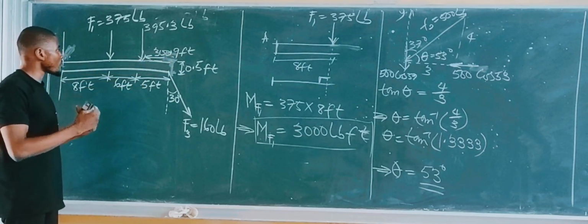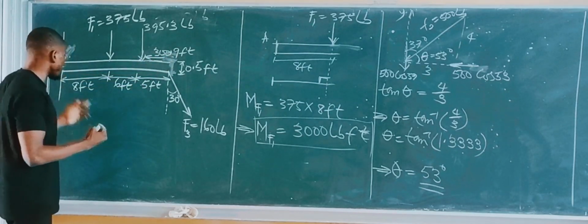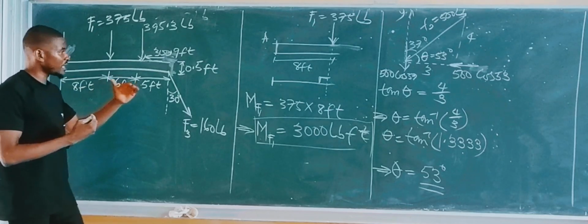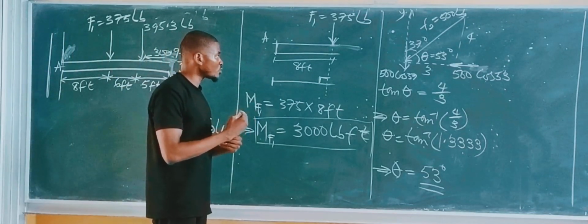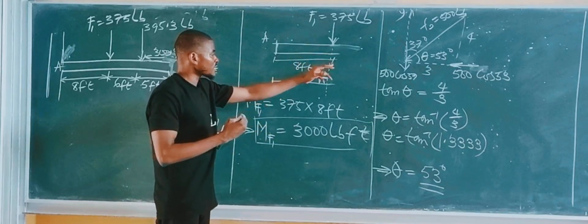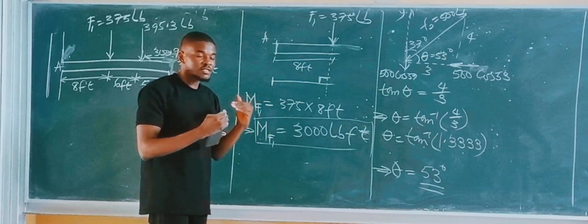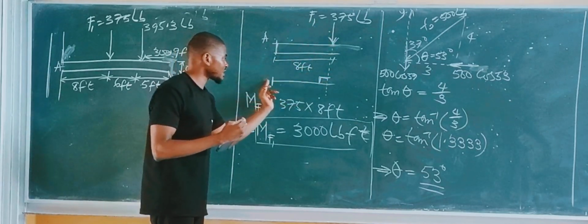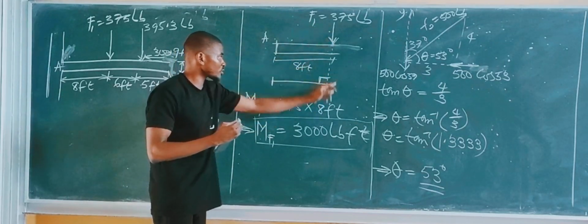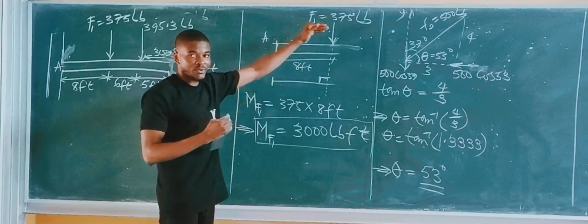Now we want to take moment of this force about point A. Like I explained earlier here, moment is simply what? The product of the distance which the line of action makes an angle of 90 degrees about the point of moment. So the line of action of the force and that distance that makes an angle of 90 degrees with the line of action, that distance is what we use to multiply with the force.